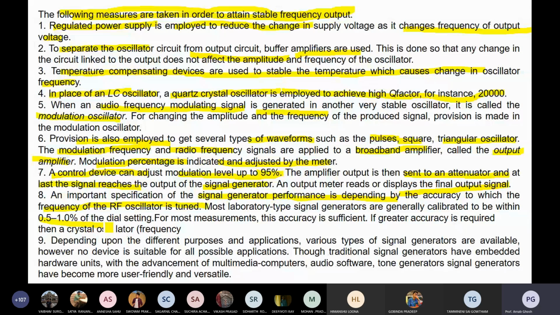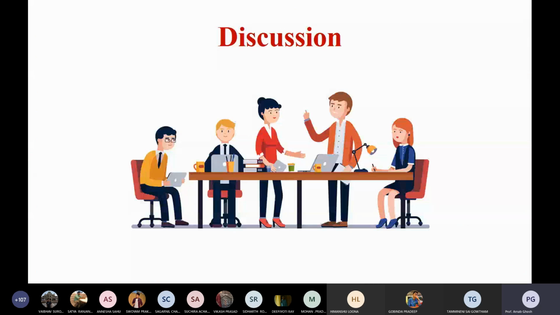Depending upon the purpose of the application, various types of signal generators are available. No device is suitable for all possible applications, so you have to use distinct devices for individual applications. So what are those applications? With multimedia computers, audio software, and tune generators, signal generators have become more user friendly and versatile. I think all of you are able to understand the different applications of these digital electronic devices, and a short note type question may come from this portion.